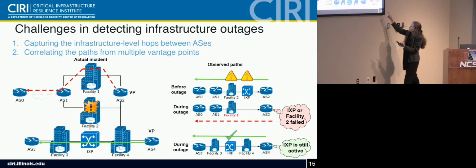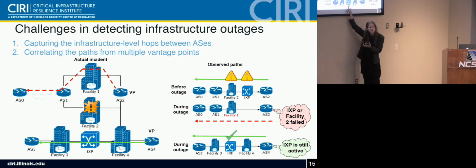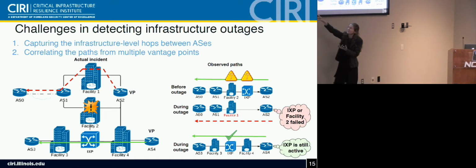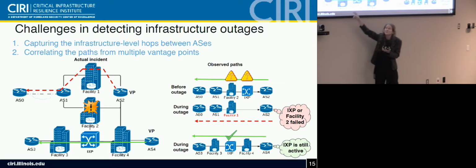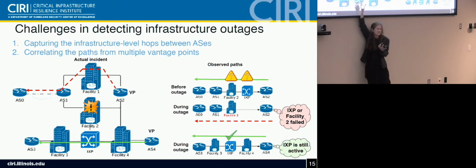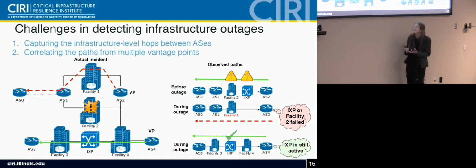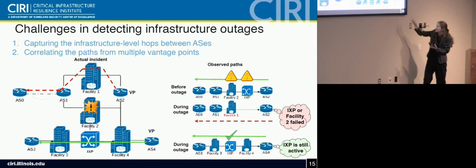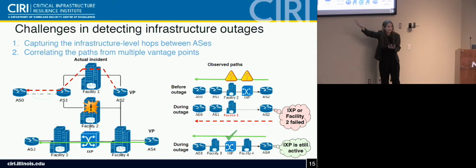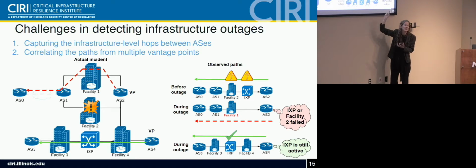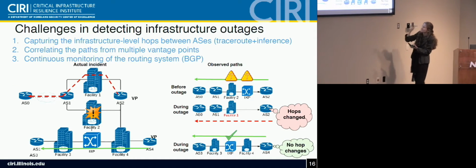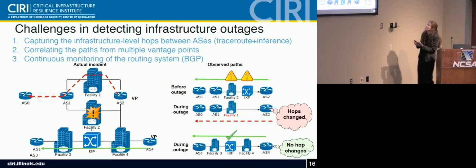Like here, if you get a path that you know is going through this IXP, you say, well, I know this IXP didn't go down because I still have a path going through it. So that can let you narrow it down to, in this case, it must be facility 2 that's gone down. If you have enough of these paths, you can do a pretty good job at that, if you're collecting continuously. So that's number 3, continuous monitoring of the routing system.